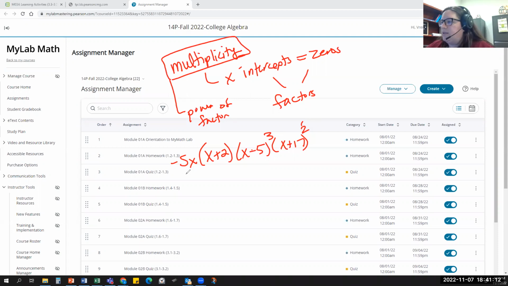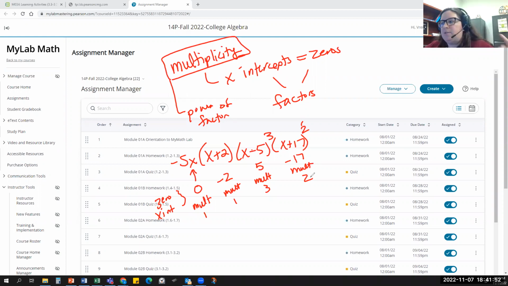So now with this, I would say I have a zero or x-intercept, again, interchangeable terms there, of 0 with multiplicity 1, negative 2 with multiplicity 1, positive 5 with multiplicity of 3. So you're taking the opposite sign of what's in the factor, but the multiplicity has nothing to do with the actual number inside the parentheses or the factor. It's just the power on that. So then I have negative 17 with multiplicity 2.